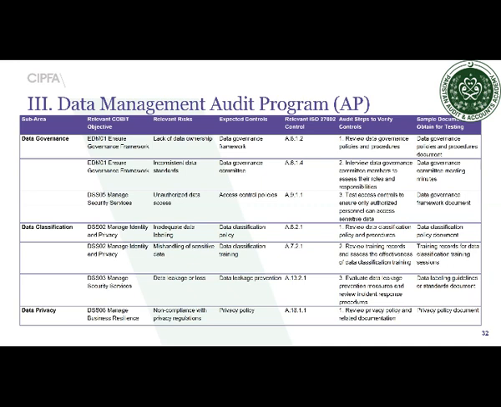Data classification. The risk could be inadequate data labeling. In order for you to know which data needs more security or not, you will need to know whether it is secret, confidential, internal, or public. So it has to be labeled accordingly, and that has to be defined too. So, manage identity and privacy, data classification policy. The step is to review data classification policy and procedures. If there is any data classification policy, then that is the document that you would like to look at.